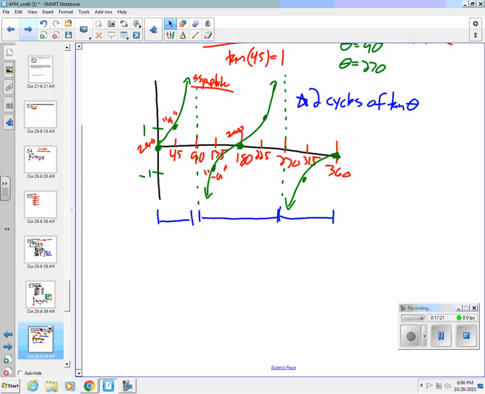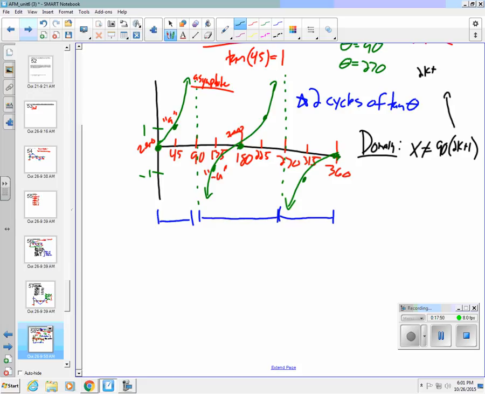So our properties for tangent are going to be a little bit different than we had for sine and cosine. So our domain has some restrictions because we have these vertical asymptotes. We see they occur at 90 and 270. They occur at all odd multiples of 90. So x can't equal any odd multiple of 90. So the way we write that is 90 times 2k plus 1. Right, 2k plus 1 is just a generic way in math of saying an odd number. If you multiply any number by 2 and add 1, you have an odd number. So we can't have any odd multiples of 90 in the domain.